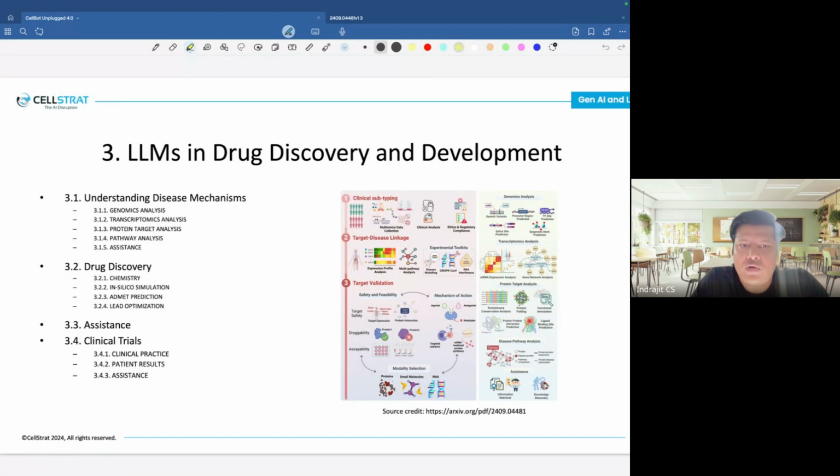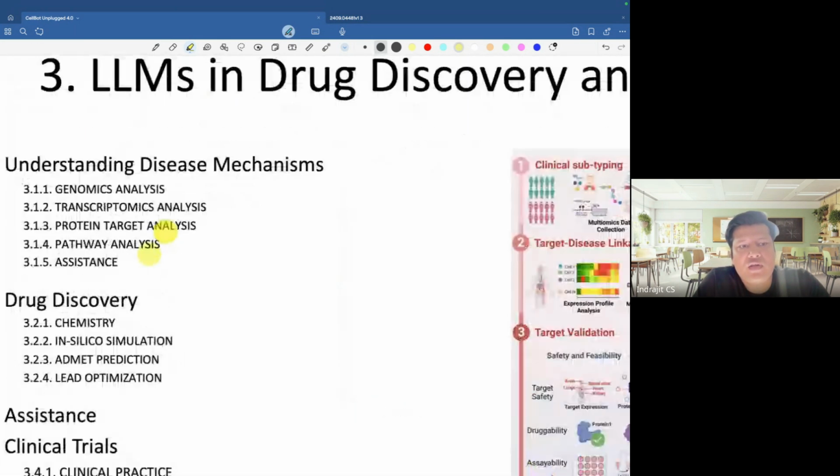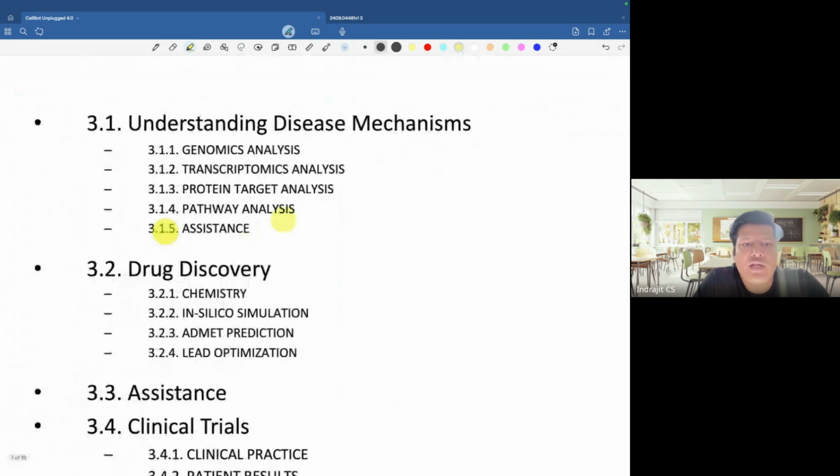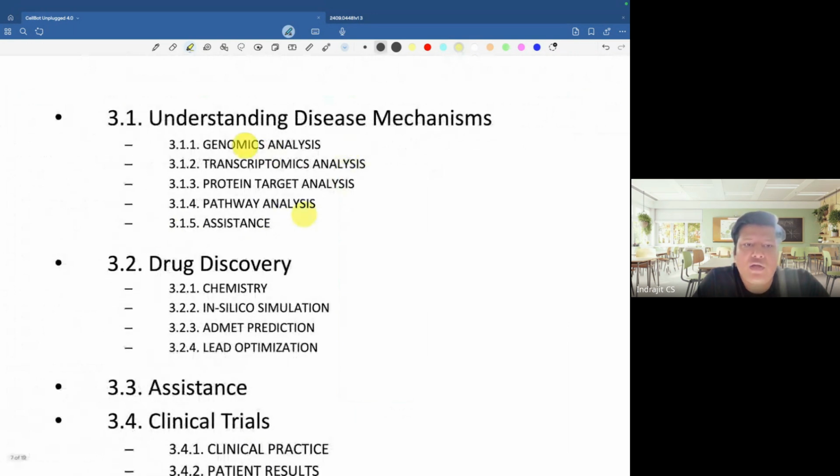Okay. So moving on, this is more of us discussing the process of drug discovery and what the sub-steps associated with it are. If you look at this aspect here, understanding the disease mechanisms, we have genomics analysis, then transcriptomics analysis, protein target analysis, pathway analysis, and assistance. This is the understanding of the disease mechanism.